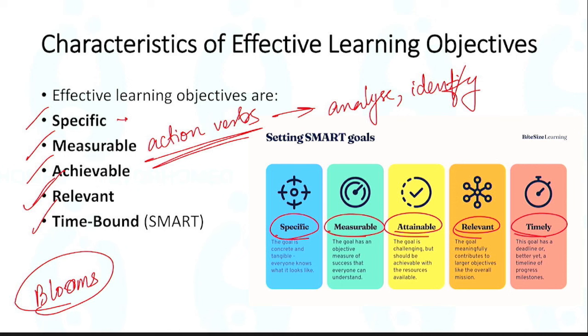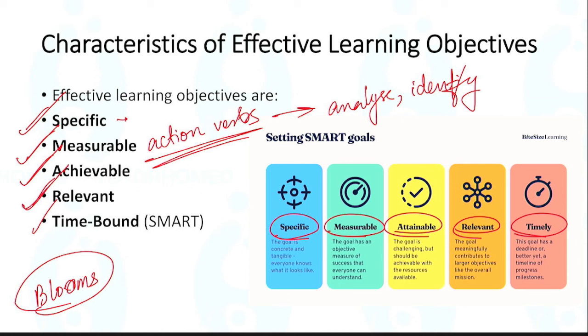Then coming to time bound. Whenever we are putting up a learning objective, we should always specify a time frame, like learning the multiplication table of 13 within 2 weeks. That is an objective which is actually giving the specificity, which is giving a measurement, learning the 13 table, right? It can be measured, achievable. Within 2 weeks, it is easily achievable by the students, right?